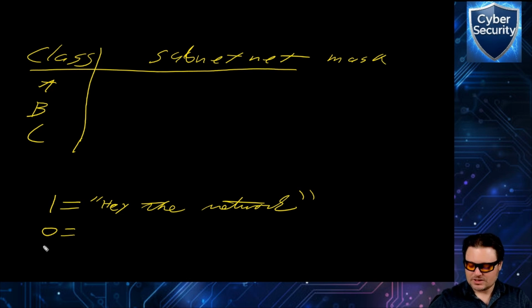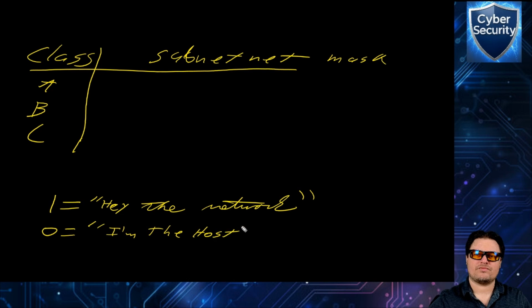Now, zero screams out, I'm the host. So you go, I'm the host. And then technically, for the A's, the first octet is all ones. Since there's eight, 1, 2, 3, 4, 5, 6, 7, 8, because there's 8 bits per octet.